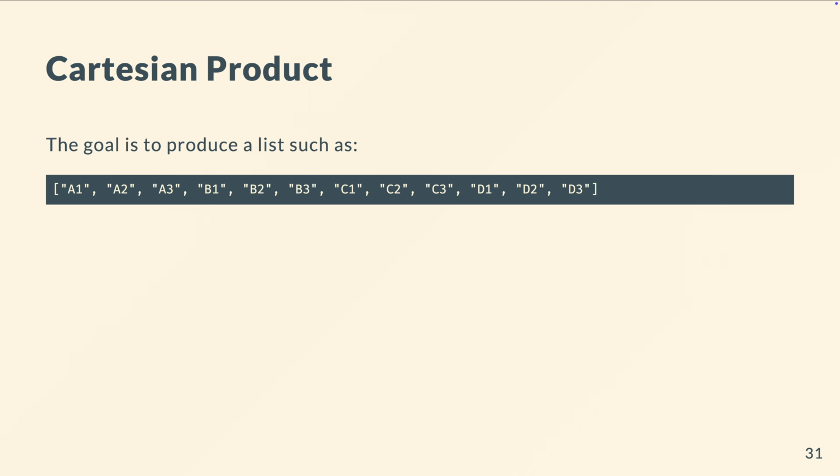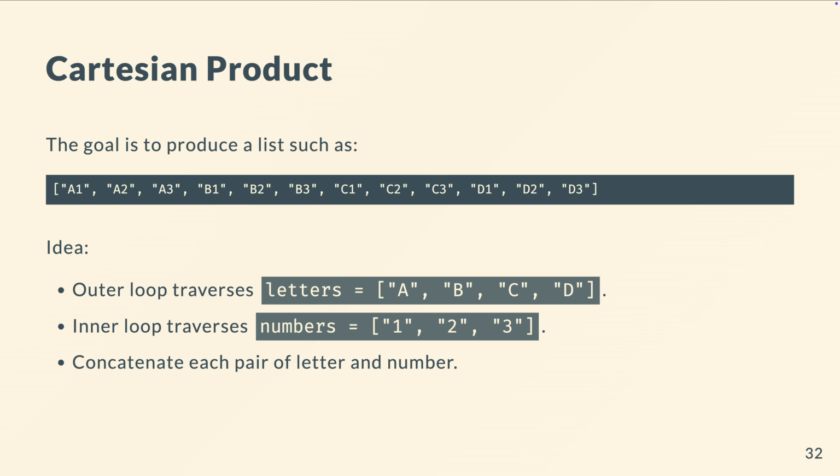Now we learn a very common nested loop problem. Cartesian product. That means make all pairs between 2 lists. We want results like A1, A2, A3, then B1, B2, B3, and so on. Here is the idea. Outer loop goes through letters A, B, C, D. Inner loop goes through numbers 1, 2, 3. For each pair, we concatenate the letter and number to make a new string, like A1.